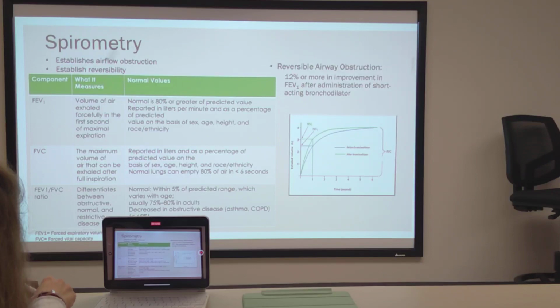Then, after they do this three times, they give them a short-acting beta agonist. And once the short-acting beta agonist is given, they're seeing if their FEV1 improves by 12% or more. If it does improve by 12% or more, then we know for sure that that patient has asthma. If it does not improve, then most likely the patient has COPD, because in that case, we're saying that it's not reversible, right?